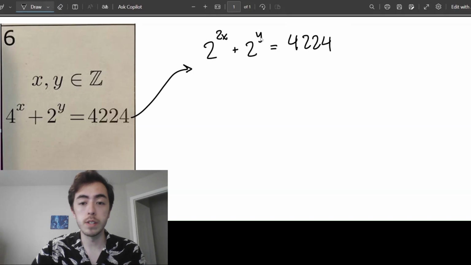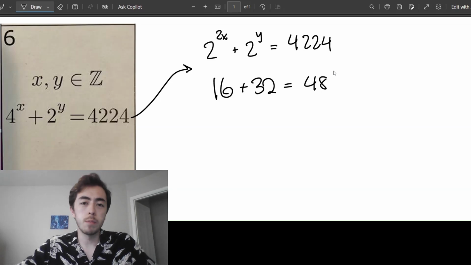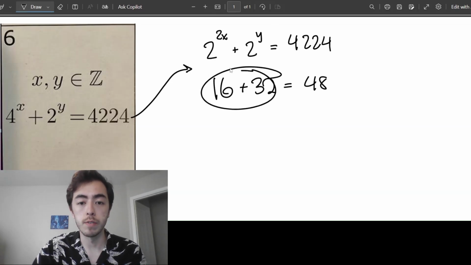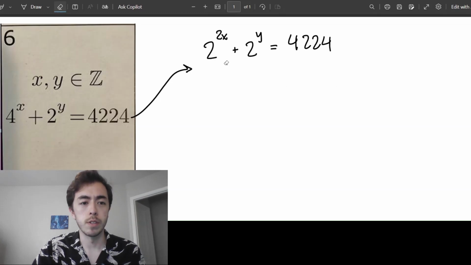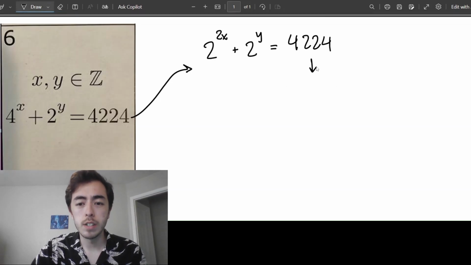Other numbers that do this, I don't know, like you could do 16 plus 32. That's going to be equal to 48. So there are other numbers in our number system out there that are sums of 2 different powers of 2, and we just got to find the right one for this large number. I could divide it in 2 if I really wanted to. Maybe that would be helpful actually. Let's try it out and see what happens.